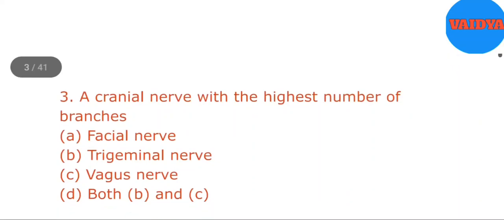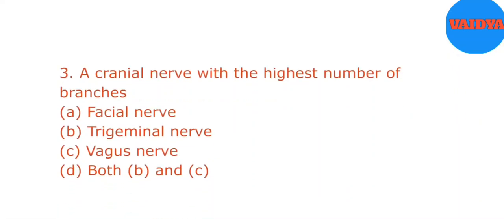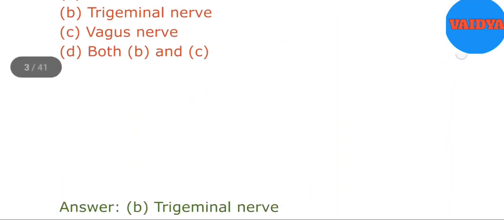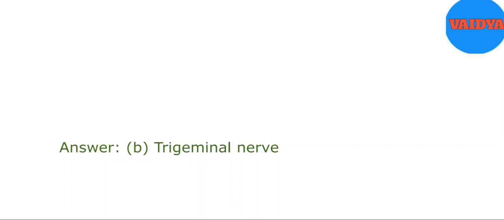3. A cranial nerve with the highest number of branches. A. Facial nerve. B. Trigeminal nerve. C. Vagus nerve. D. Both B and C. Answer B. Trigeminal nerve.